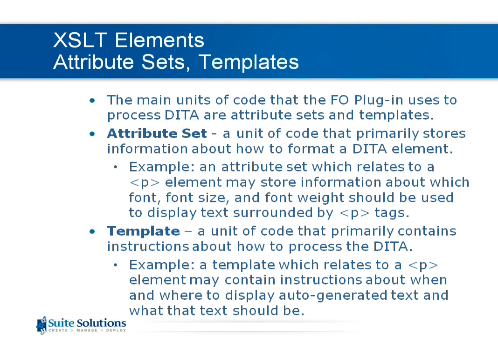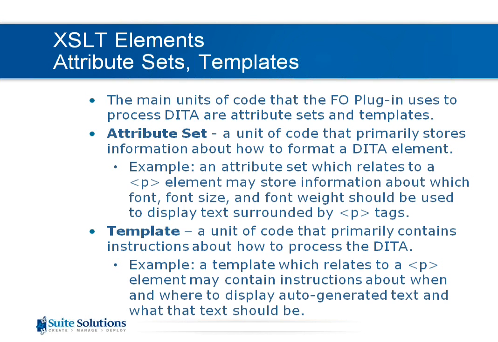So now, in our remaining 5 minutes or so, I wanted to go into a little more depth about XSLT. XSL, we might go a drop over, but we'll see. Okay, XSLT elements: the main units of code that the FO plugin uses to process DITA are attribute sets and templates. An attribute set is a unit of code that primarily stores information about how to format a DITA element. For example, an attribute set which relates to a P element may store information about which font size and font weight should be used to display text surrounded by P tags. So it's basically formatting information stored in something called an attribute set.